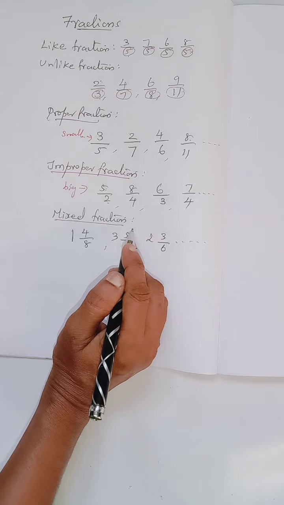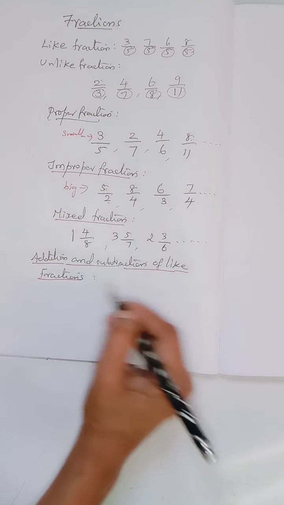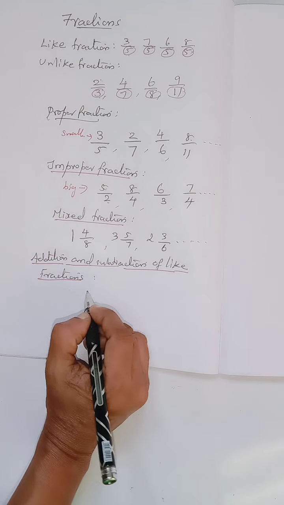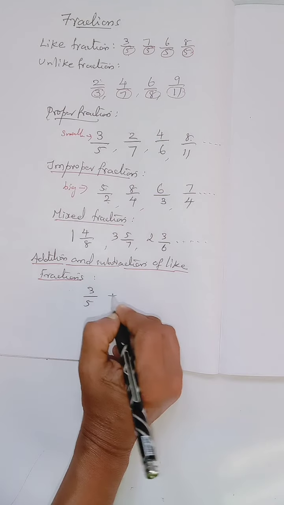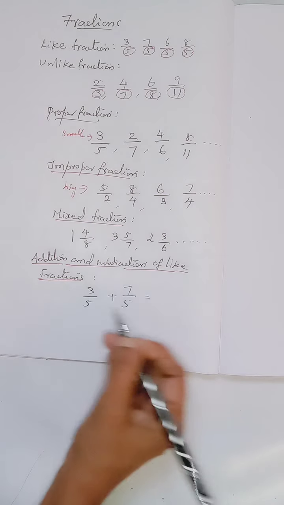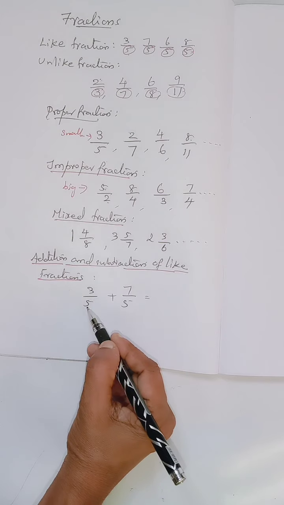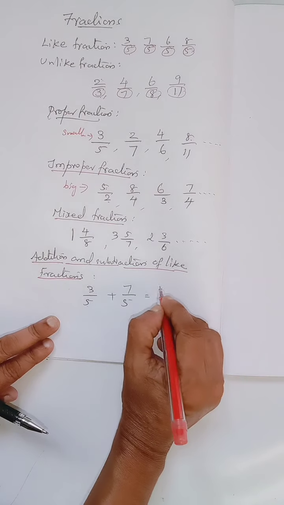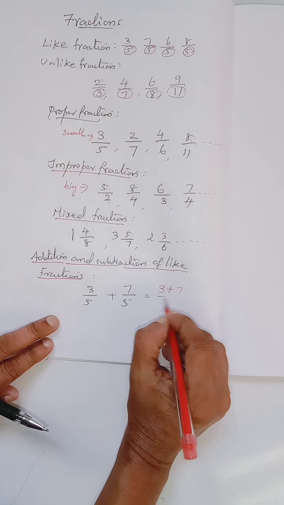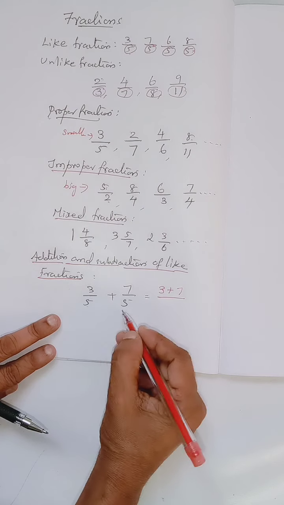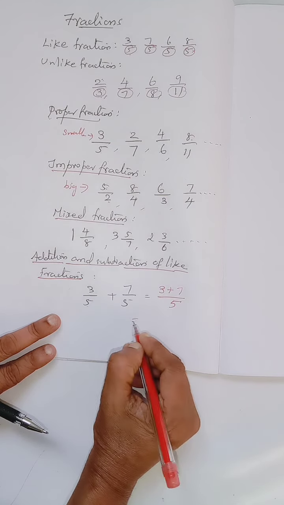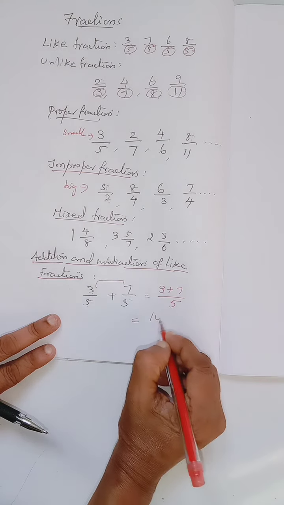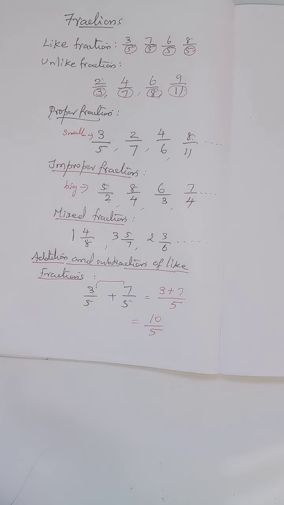Okay, please watch it. Next, let us see the addition and subtraction of like fractions. Addition and subtraction of like fractions is very simple. For example, if I am taking 3 by 5 plus 7 by 5, how should I add? Now it is a like fraction because my denominators are the same. Correct? So I can add directly. I can add only the numerators: 3 plus 7, divided by, you should not add the denominators. Write the common denominator 5. So only the numerators should be added. 3 plus 7 is 10. 10 divided by 5 is the answer.